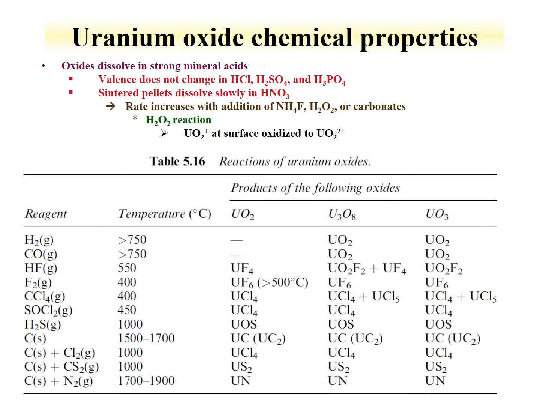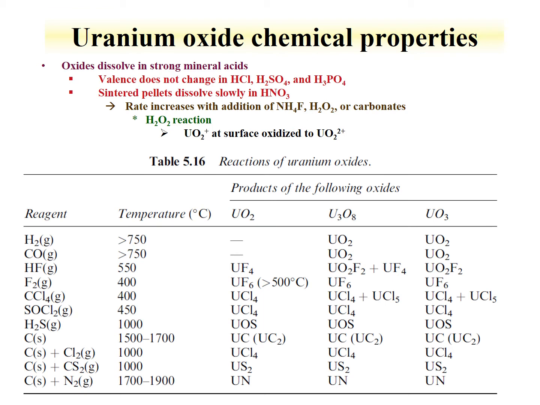So an overview of the chemical properties of uranium oxide is shown here. Strong acids tend to dissolve the uranium oxides. Valence tends not to change in these acids. They're non-oxidizing. Nitric, however, is an oxidizing acid. It will oxidize UO2 to U3O8. If you have sintered UO2 pellets, you can increase the rate of dissolution with the addition of some reactants that will help drive the dissolution. For instance, peroxide will help oxidize uranium at the surface to the more soluble uranyl form.